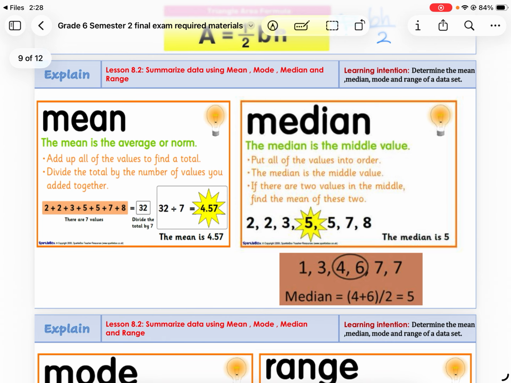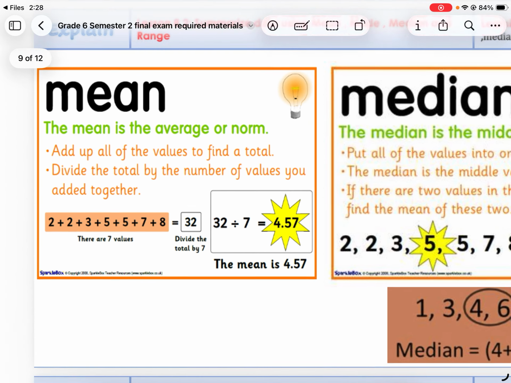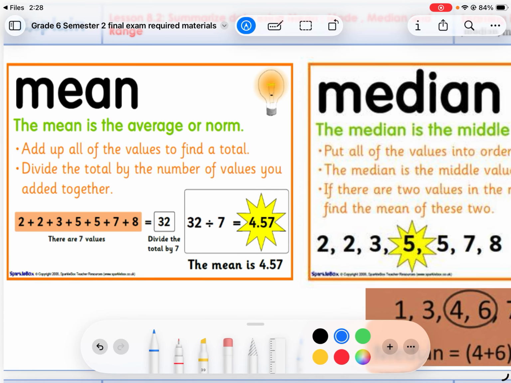Okay, finally, we are moving to our last lesson, which is how to find the mean, mode, median, and range. So for the mean, first of all, you have to focus on the keyword. The mean means the average, okay? The average point of a data set.